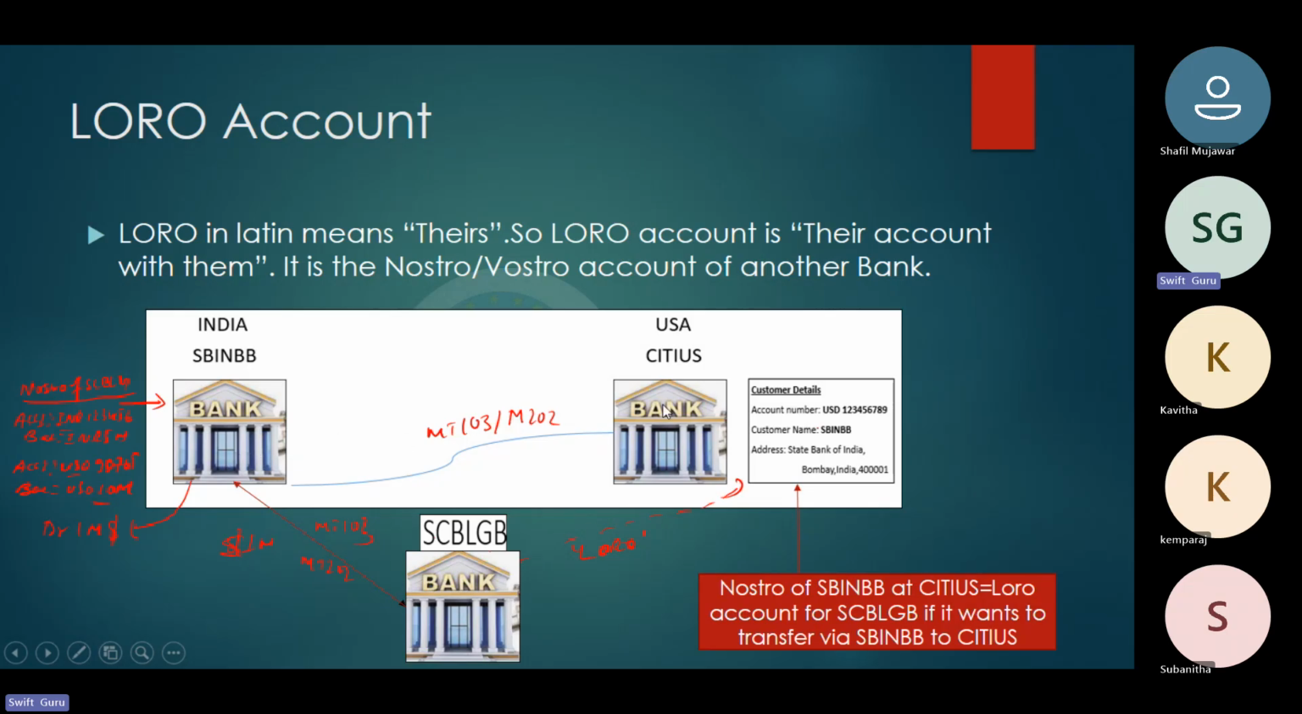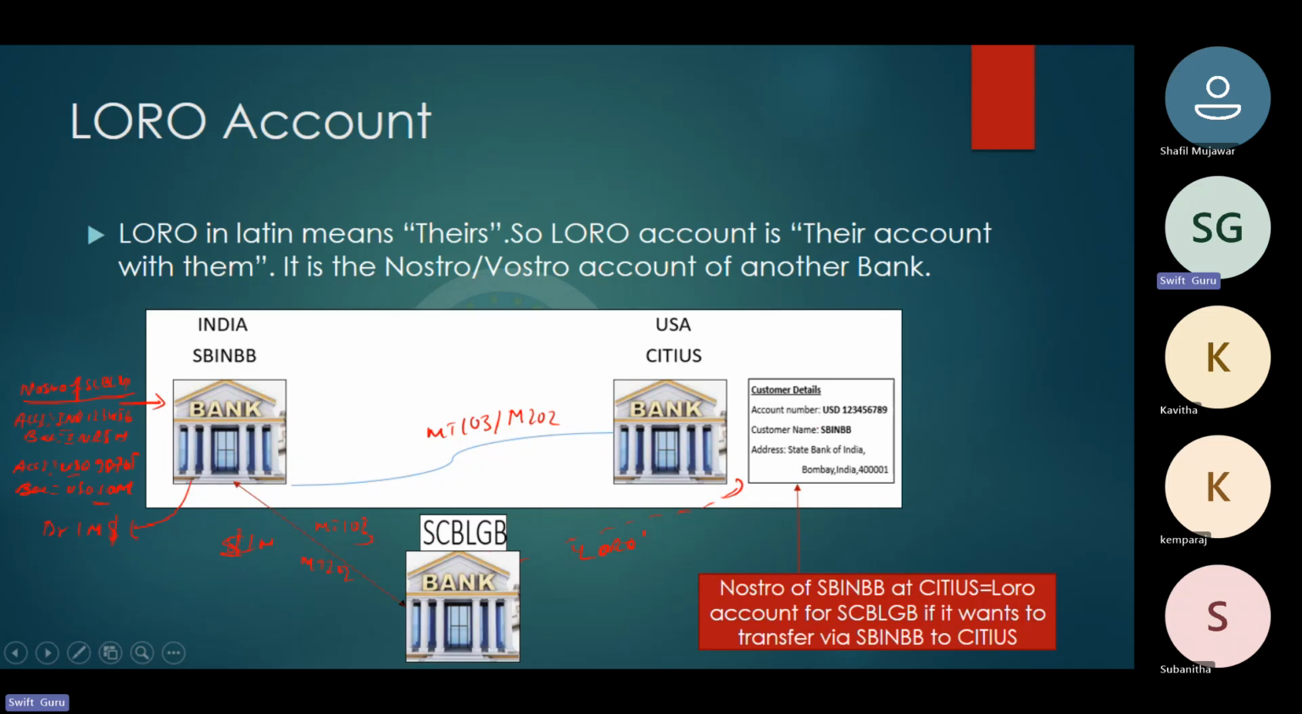And State Bank of India will further create another message via Swift, which we call MT103, and send it out to Citi US Bank, and then they will credit the beneficiary customer. So if you see, Standard Chartered Bank Great Britain has utilized the account of the State Bank of India. The Nostro account of State Bank of India is utilized by Standard Chartered Bank Great Britain indirectly. So from Standard Chartered Bank Great Britain's point of view, they will say this is a Loro account.